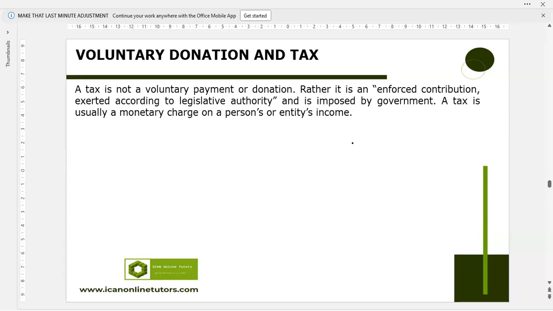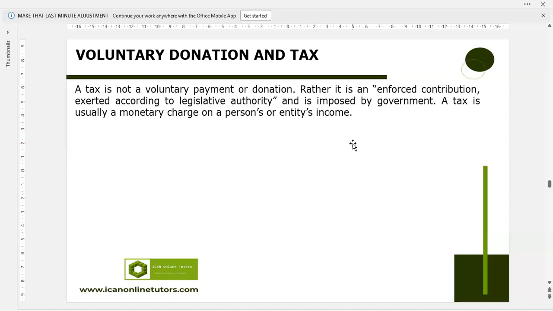So then we move to voluntary donation and tax. While differentiating between tax and other payments, we say that tax is a compulsory payment and it is not a voluntary payment or voluntary donation. Rather, it is an enforced contribution exacted according to legislative authority and imposed by government. So a tax is usually a monetary charge on a person's or entity's income.